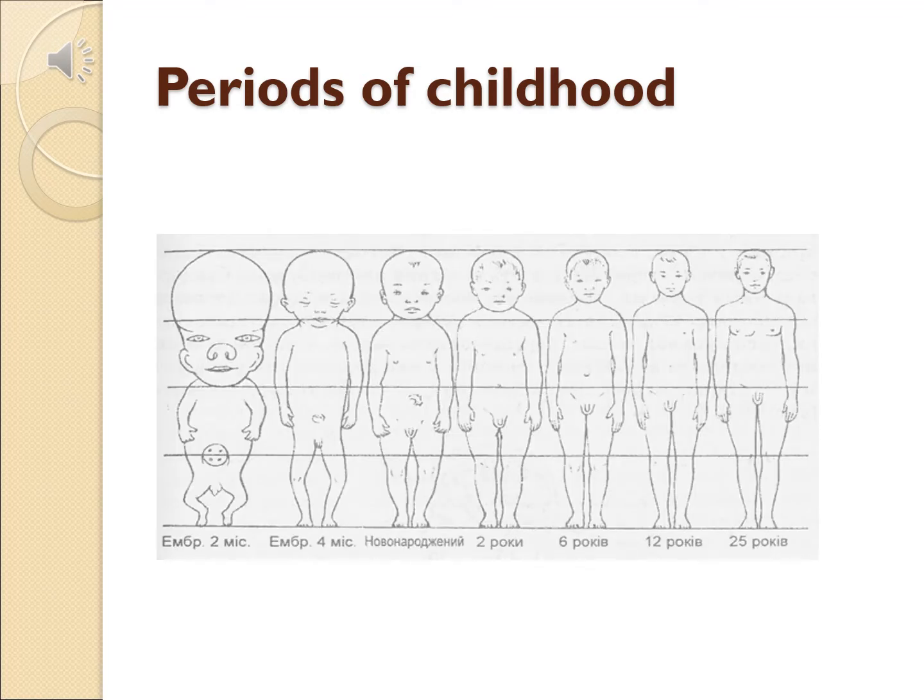In this scheme you can see distinctive features of different periods, like body proportions, physical development, and so on. But these are not the only features; there are a lot of peculiarities in different systems and organs in different periods of childhood, and we will study them during our future course.